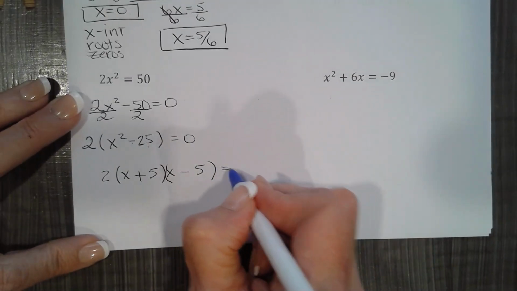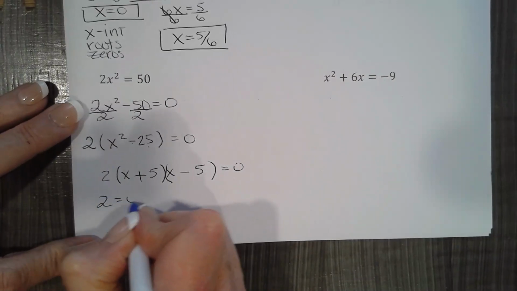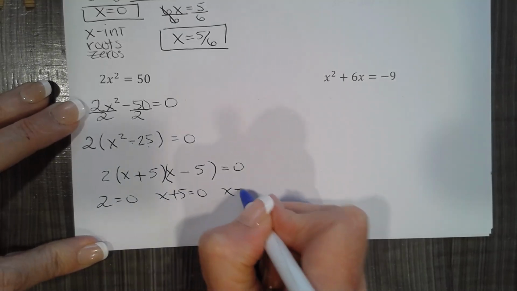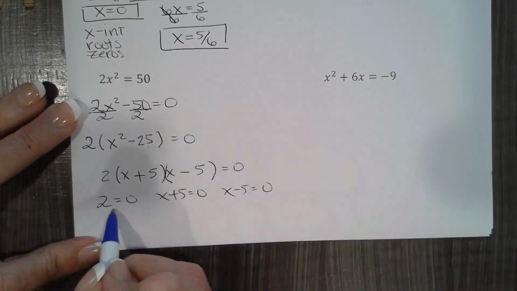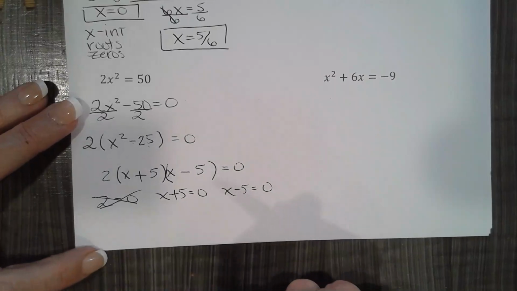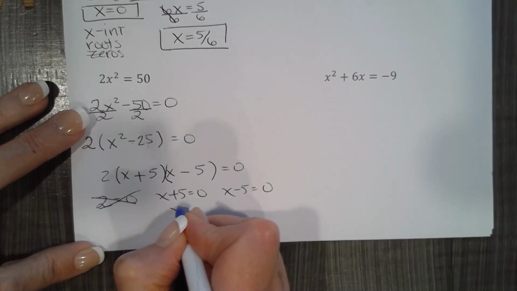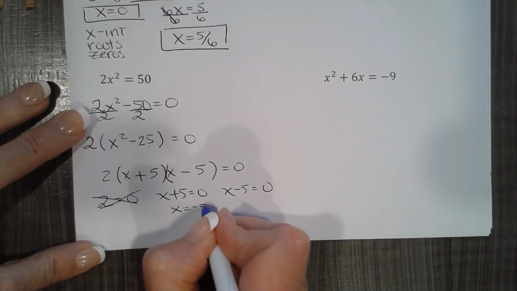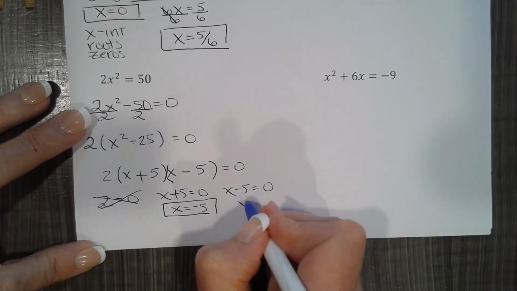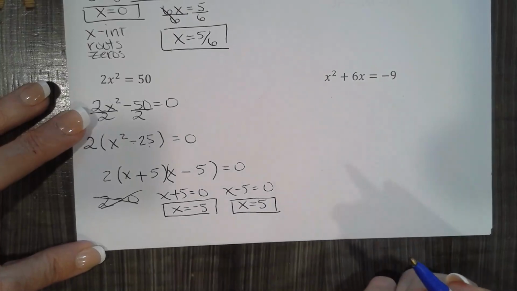And now I'm going to set each factor equal to 0. 2 is a factor. X plus 5 is a factor. X minus 5 is a factor. Okay? There is no x in this. It's called an extraneous root, so we're just going to cross it out. Here, if I subtract 5 on both sides, I get one of my solutions as negative 5. Here, if I add 5 to both sides, I get another solution of 5.